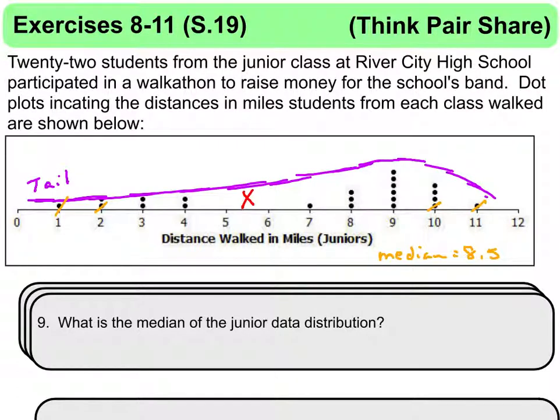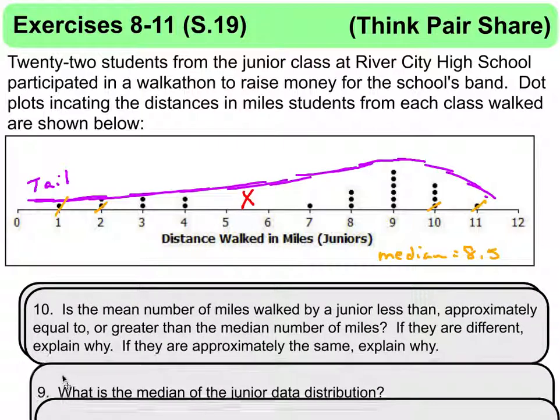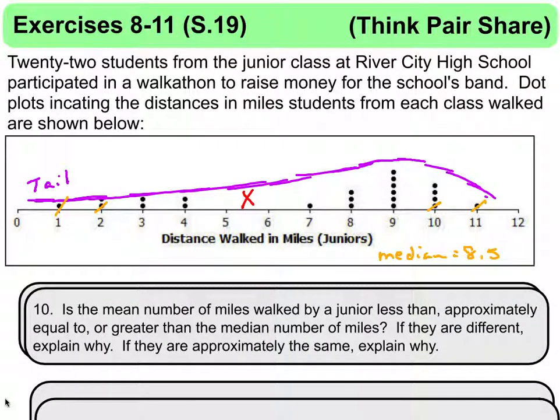In number 10, it says, is the mean number of miles walked by a junior class less than, approximately equal to, or greater than the median number of miles? If they are different, explain why. And if they're approximately the same, explain why.